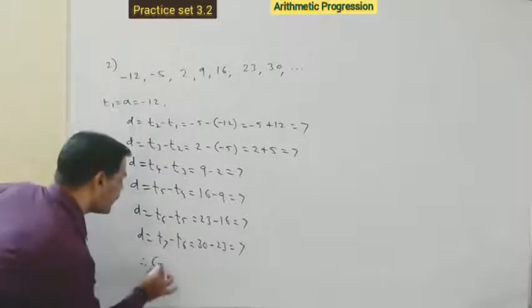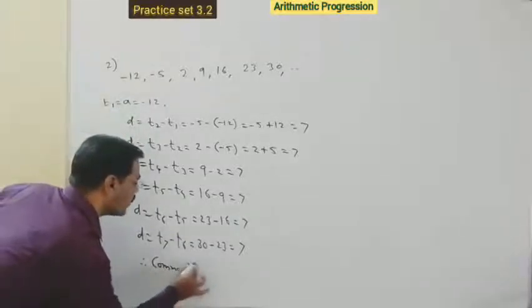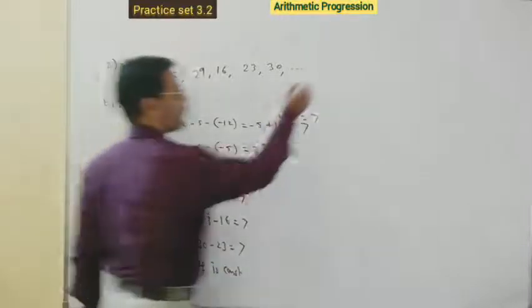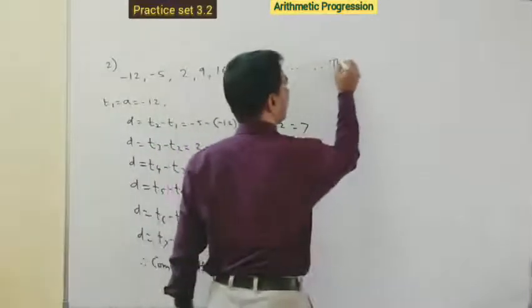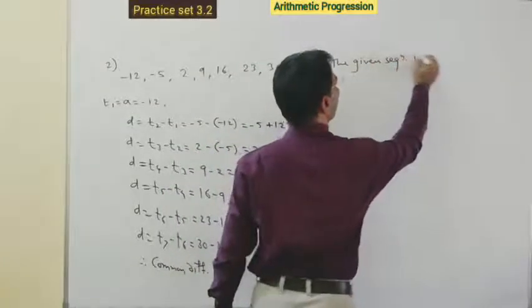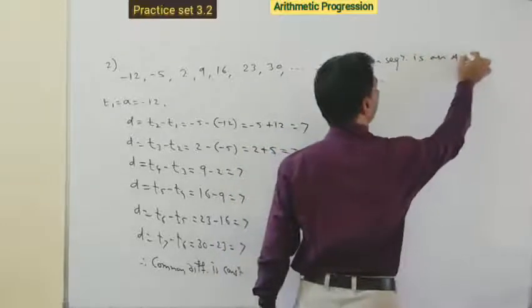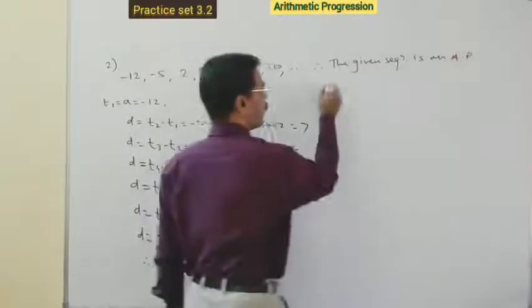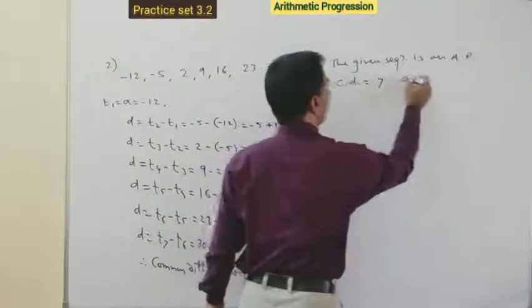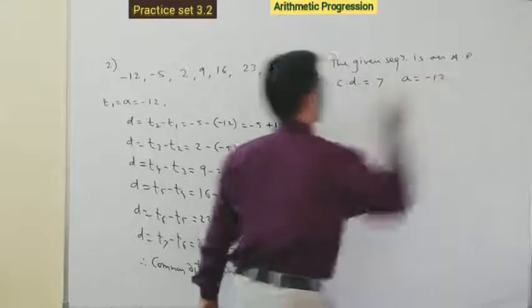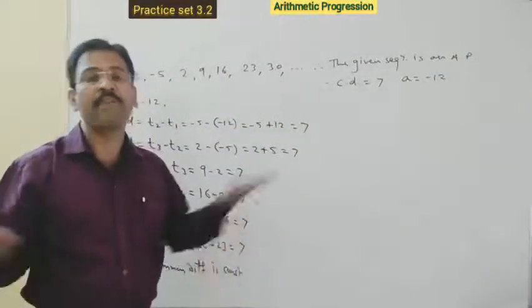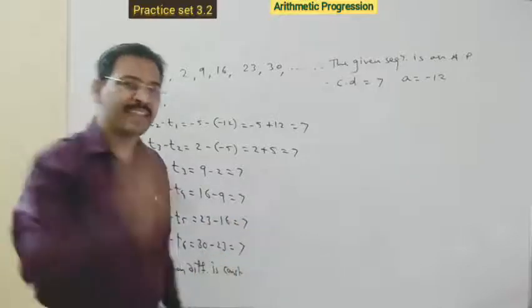Therefore, we can write here that the common difference is constant. Therefore, what can you say? The given sequence is an arithmetic progression. Therefore, the common difference is 7 and a is minus 12. So after getting these two, since it is an AP, that is why we have to find the 20th term.